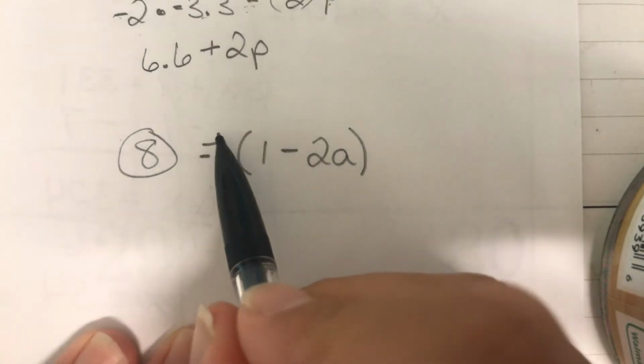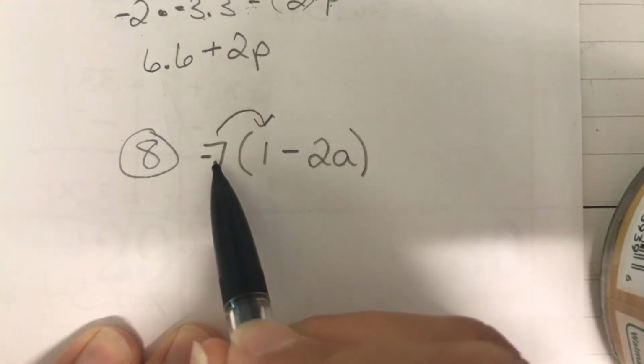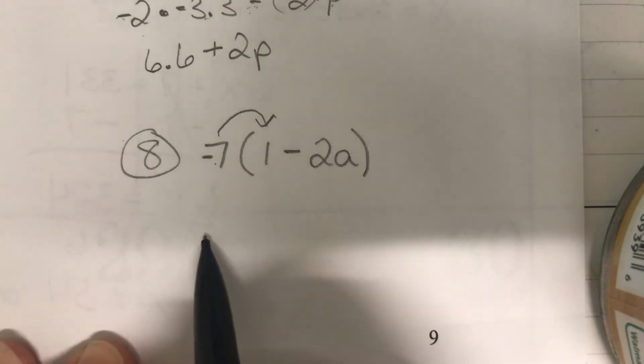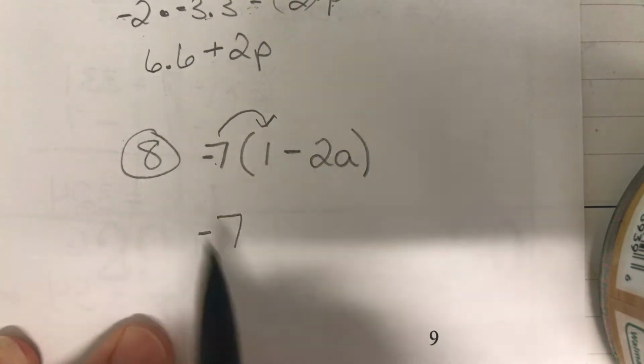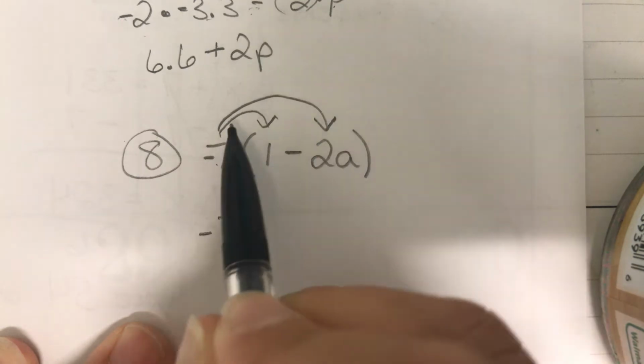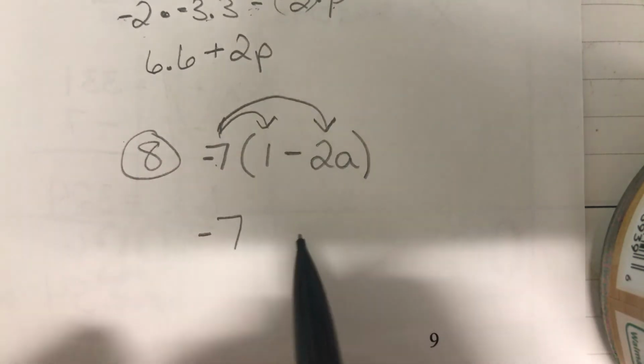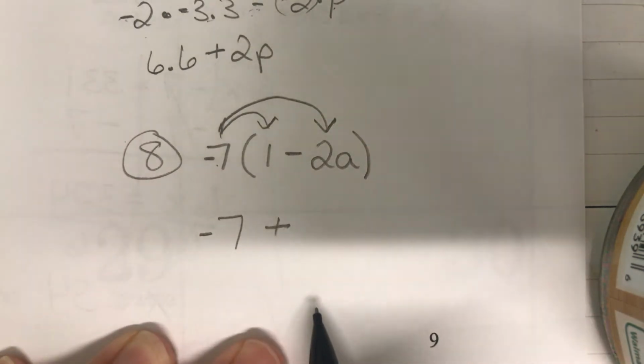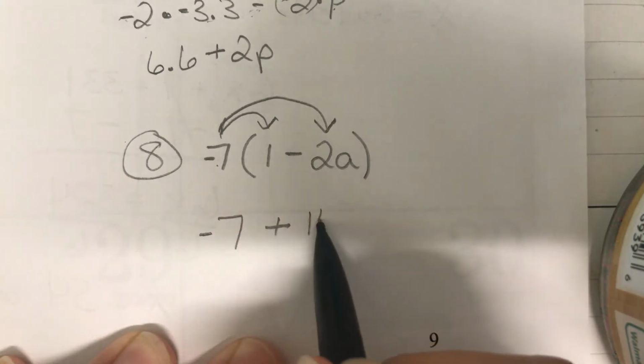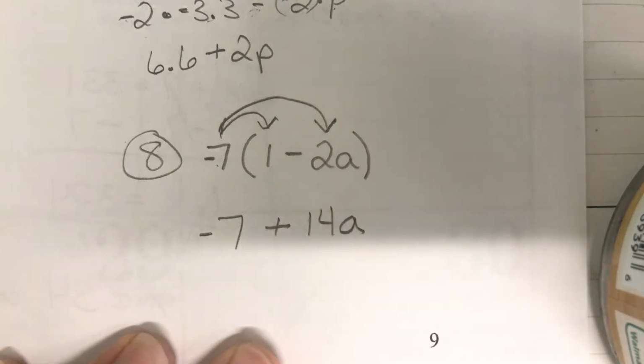Over here, -7 times 1 is a -7. And then that double negative again is going to turn into a positive. 7 times 2 is 14, and we keep the a.